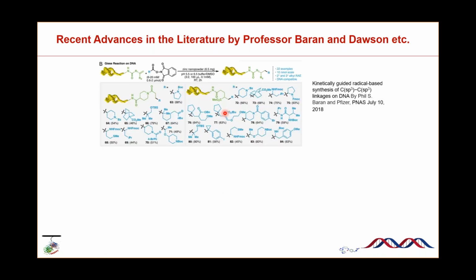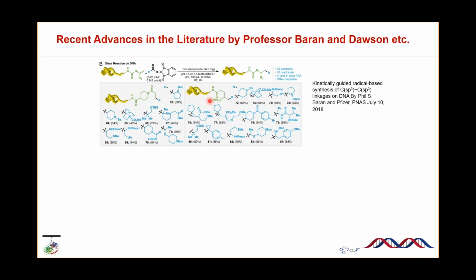And another important field is more and more novel chemistry, especially very recently, where some radical chemistry and photochemistry has been widely advanced in traditional synthetic chemistry. And fortunately, several researchers, especially Professor Baran at Scripps, have applied this concept to DNA compatible chemical reaction development. Actually, in 2018, Professor Baran just published this work.